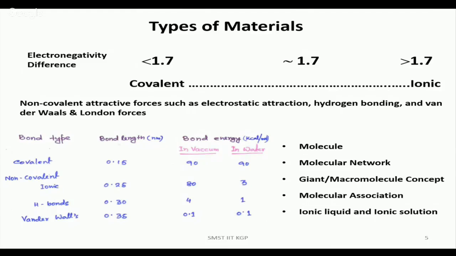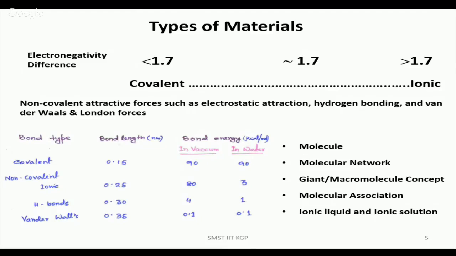Other than covalent and ionic bonds, there are non-covalent interactions like hydrogen bonding, van der Waals forces, as well as London forces. We know the London forces are the major driving force for attractive forces in the inert gases. As you can see, hydrogen bonding is also stable in vacuum, but in water it reduces to 1 kilocalorie per mole. Van der Waals force has very similar bond energy in vacuum as well as in water.